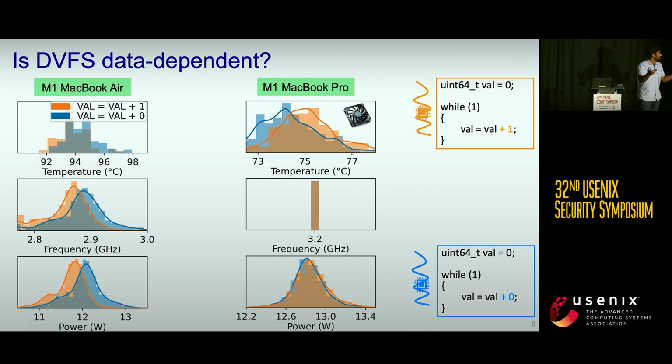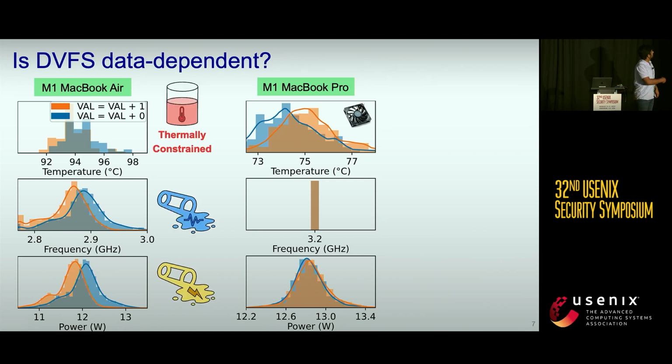So we see that frequency for the M1 MacBook Pro when running both these experiments is limited by its maximum operable frequency, which is 3.2 gigahertz, but we still see leakage via temperature and power. Now, because the M1 MacBook Air struggles to maintain temperature, we classify it as being thermally constrained, which means that the CPU will not leak any information about the data being processed via temperature, but it will leak information about data being processed via frequency and power.